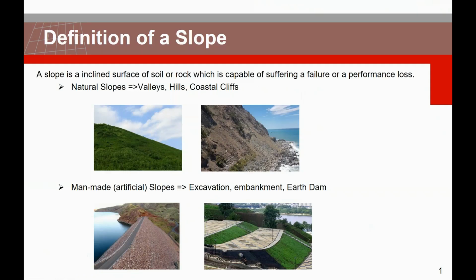So what is a common definition of a slope? A slope is an inclined surface of soil or rock, which is capable of suffering failure or performance loss. We can categorize them in two big categories, let's say. The natural slopes, like valleys, hills, or coastal cliffs, and the man-made slopes, so the artificial ones, such as excavation, embankment, or earth dam. You can see a few examples on my screen.